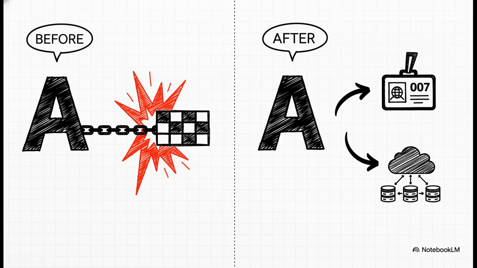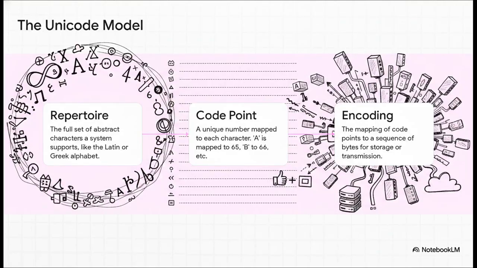You see, all the old systems tied a character directly to a specific set of bits. Unicode's creators basically said, wait a minute, let's break that chain. Their idea? First, let's just give every single character a permanent, unique ID number. Then, and only then, we'll worry about the best way to actually store that number. It works in these 3 really elegant layers.